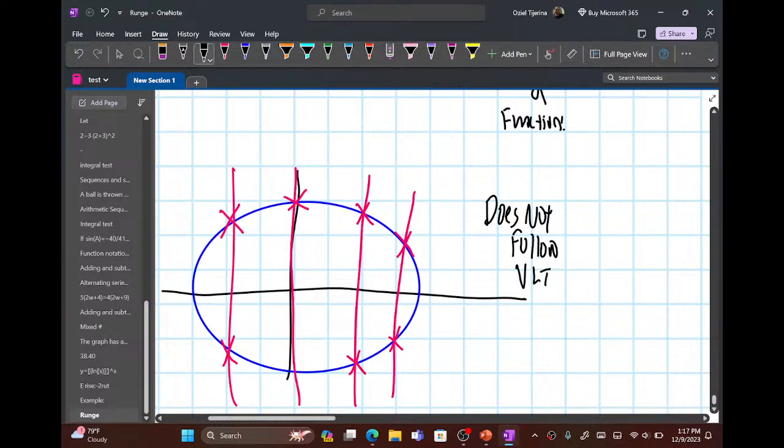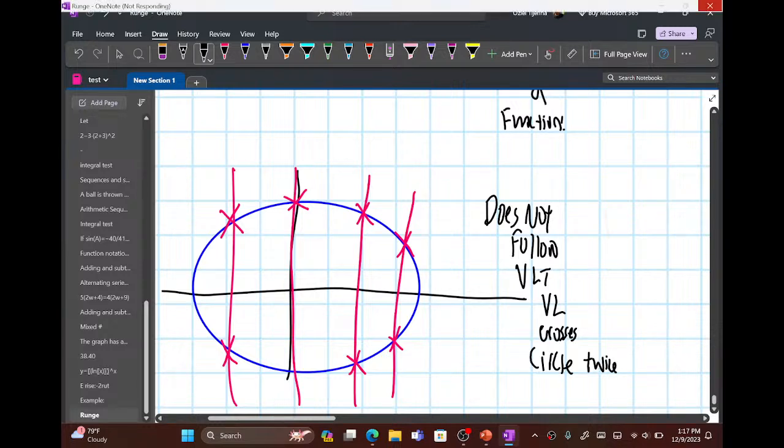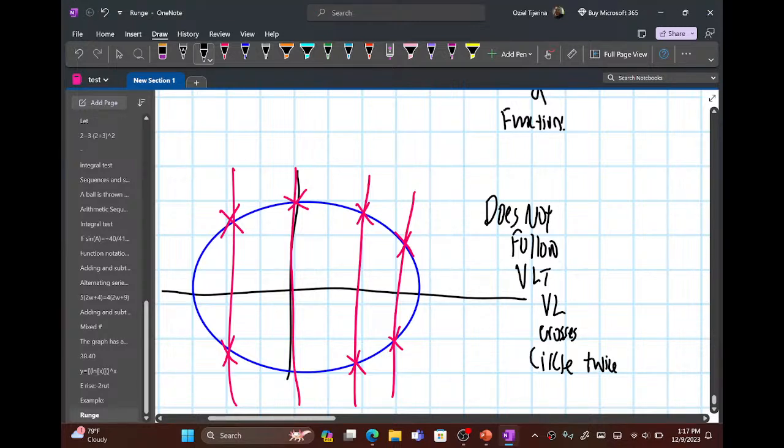VLT, vertical line test. Vertical line crosses circle twice. Thus, not a function.